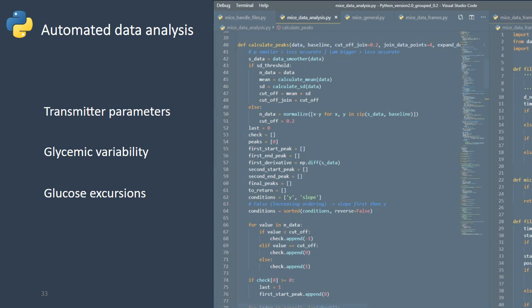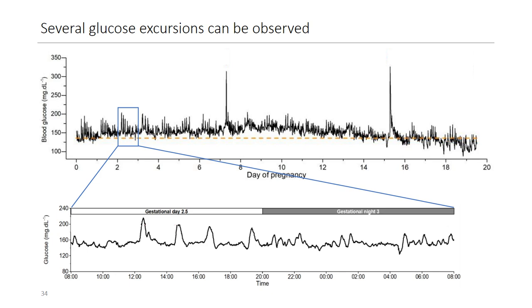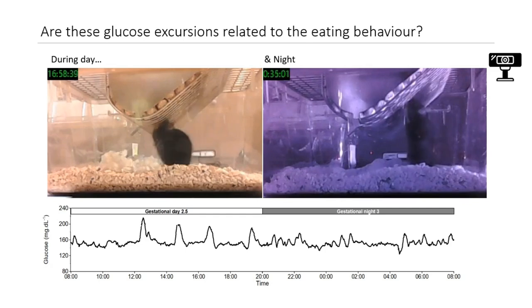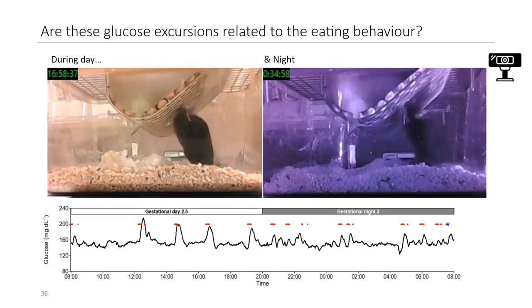And then lastly, we had a look at the glucose excursions. So again, if you look at this insert, you can observe glucose excursions. And we wanted to know, where do these glucose excursions come from? So for obtaining information about this, we placed the camera next to the mouse cage, and we monitored the mice during the day, but also during the night. And we did this using infrared light. And we did this early in gestation, mid gestation, and late in gestation, every time 1 day, so 24 hours.